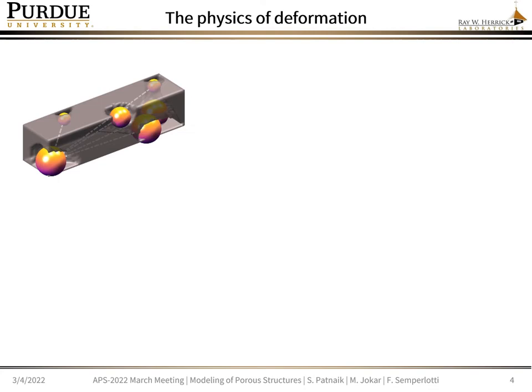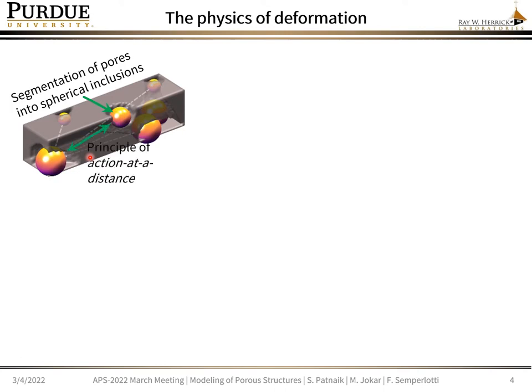Now, in order to develop a model which accurately characterizes the size effects in porous solids, we first attempt to understand the physics of deformation of porous solids. For this purpose, we segment the pores into spherical inclusions which are dispersed in the bulk in this fashion. Now, these spherical inclusions interact with each other via long-range interactions. This concept can be easily visualized by taking the example of a solid with only two inclusions, where the change in the shape of a single inclusion due to external forces will cause a change in the shape of the other isolated inclusion by the principle of action at a distance.